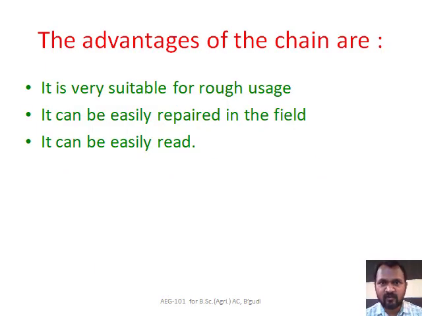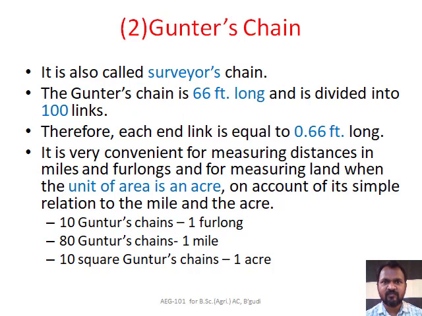This chain has some advantages: it is very suitable for rough usage, it can be easily repaired in the field, and it can be easily read. Then the next chain is the Gunter chain, which is also called the surveyor chain. This Gunter chain is 66 feet long, and it is divided into 100 links. Therefore each link is equal to 0.66 feet.